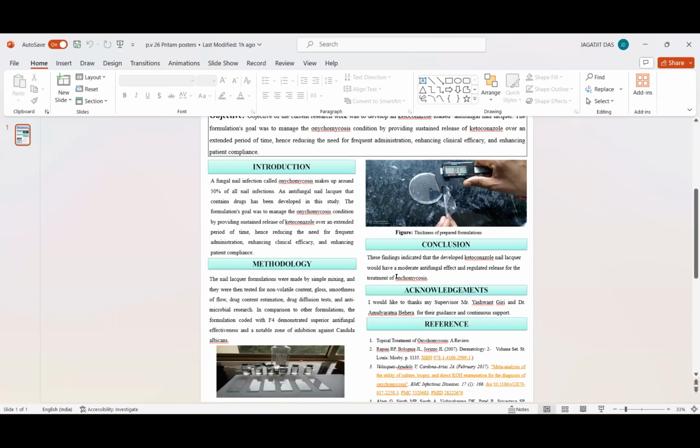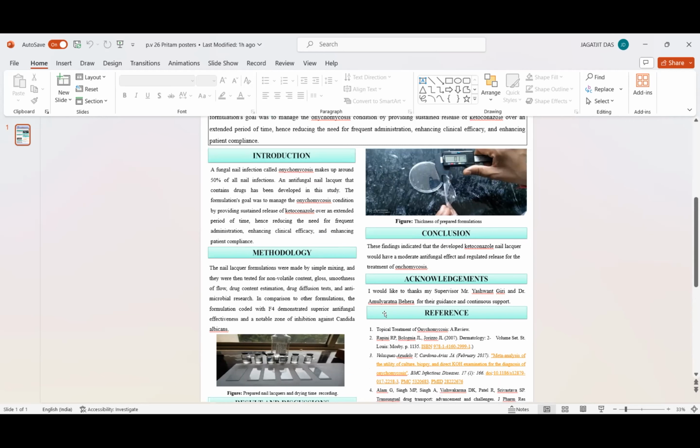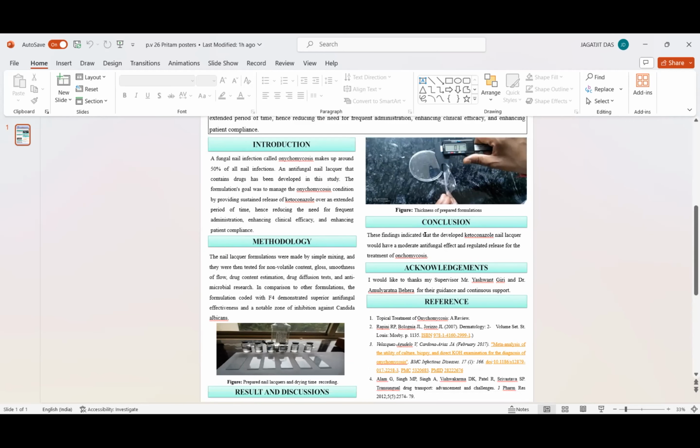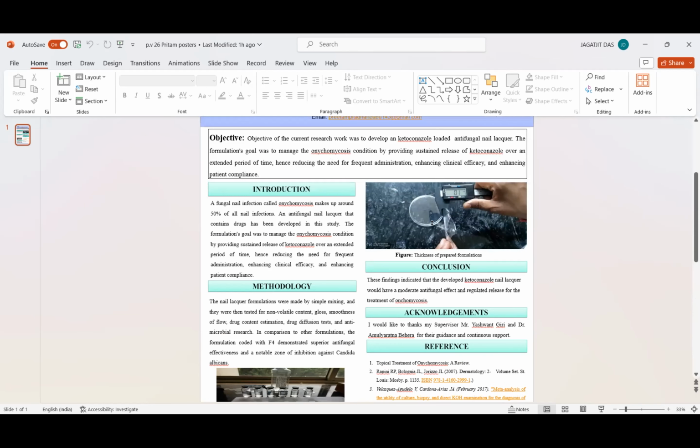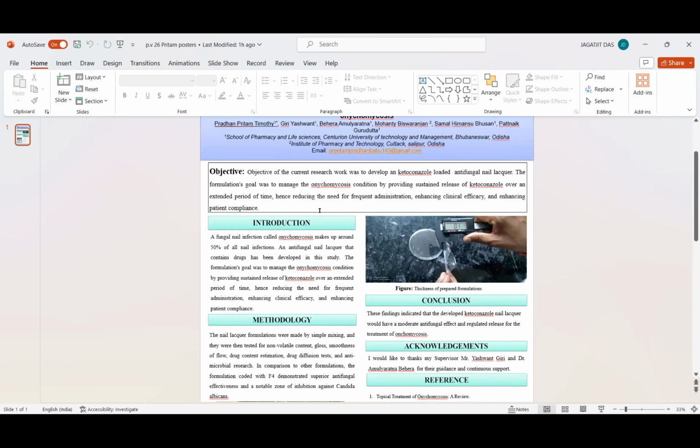In the evaluation part, drying time, solid content, gloss, thickness, etc. were evaluated. In the in vitro part, the antifungal study of the formulation was done, then the stability as per the ICH guideline. The FTIR study is the drug excipient interaction study. Here is my conclusion: the ketoconazole nail lacquer has an antifungal effect in the drug release for treatment of onychomycosis. Thank you.